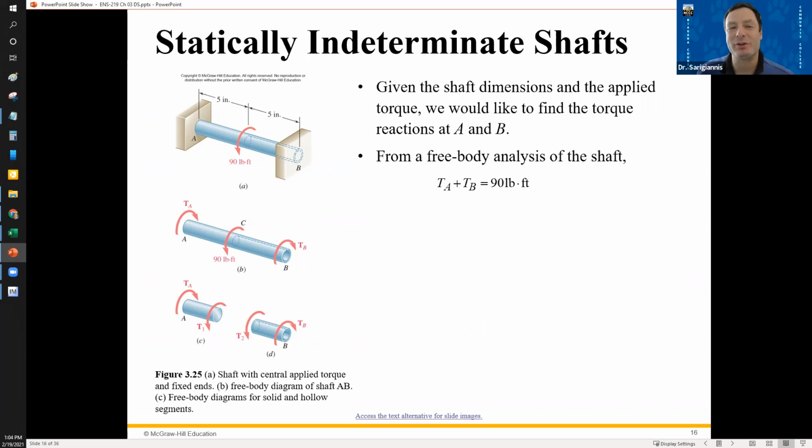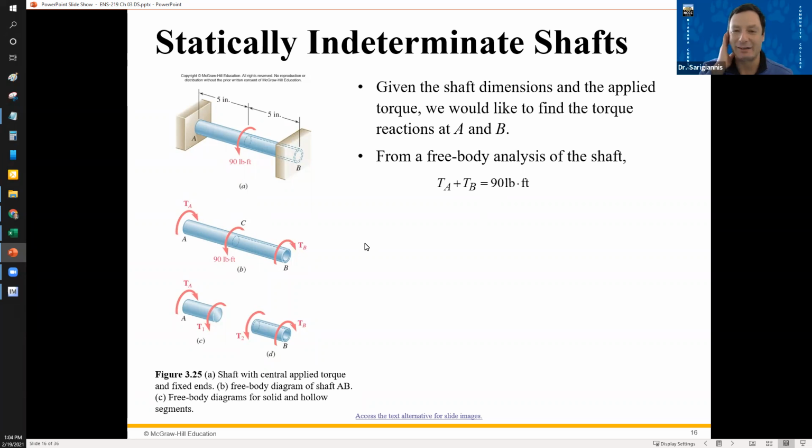So here's an example. This is not varying in diameter, but it is variable length that we're looking at here. This shaft is fixed at both ends, embedded in walls A and B. We want to find the torque reactions at A. So maybe there's something in the middle causing some torque on this pipe, and it's embedded in both ends. So there's a resulting torque.